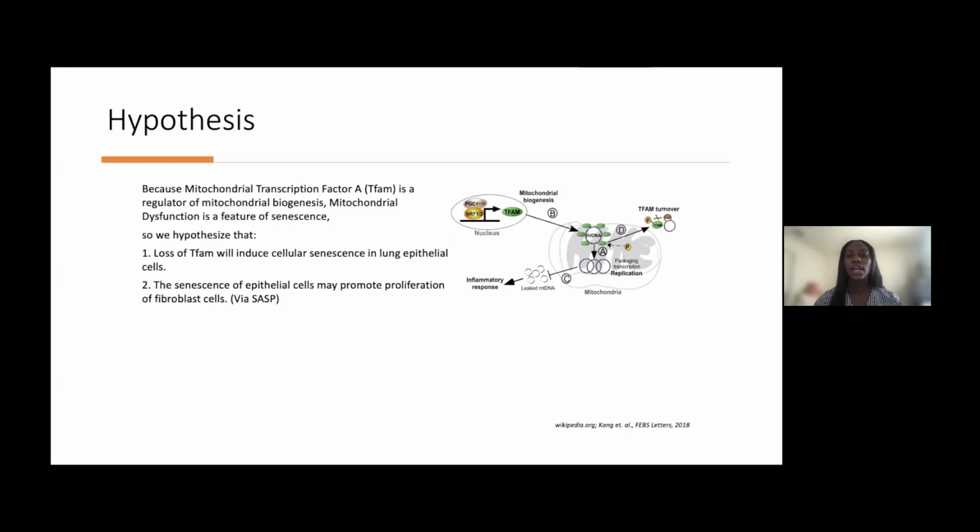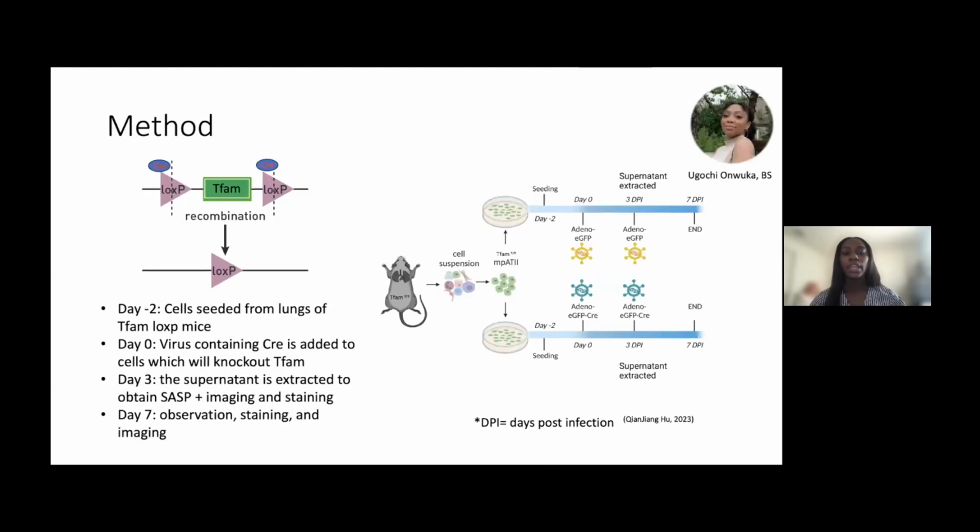So we hypothesized that the loss of mitochondrial transcription factor A, TFAM, would induce cellular senescence in lung epithelial cells because TFAM is a regulator of mitochondrial biogenesis. It would induce mitochondrial dysfunction and cause senescence. Our second hypothesis is that the senescence of epithelial cells may promote proliferation of fibroblasts via SASP.